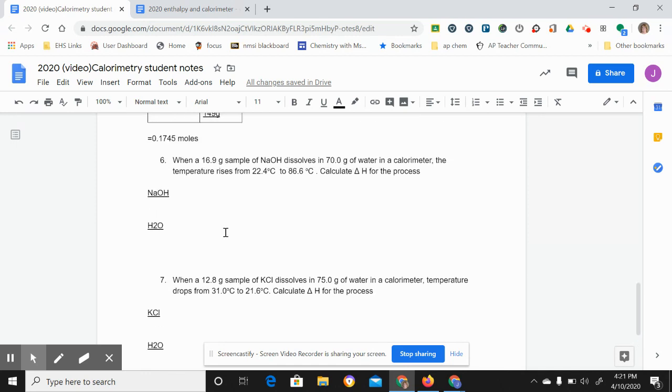A 16.9 gram sample of sodium hydroxide dissolves in 70 grams of water in a calorimeter, the temperature rises from 22.4 degrees C to 86.6 degrees C. Calculate the delta H. So what do I know? I have 16.9 grams. I have 70 grams of water, and we know our delta H.